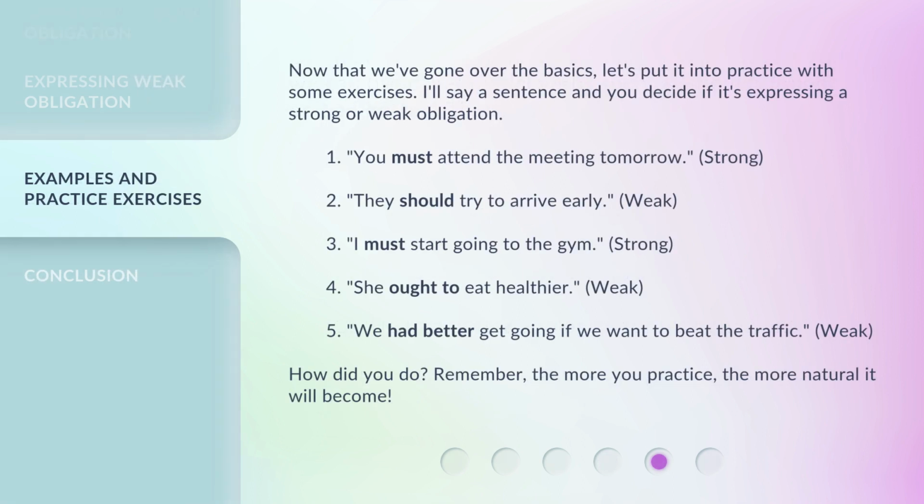Now that we've gone over the basics, let's put it into practice with some exercises. I'll say a sentence and you decide if it's expressing a strong or weak obligation. 1. You must attend the meeting tomorrow. Strong. 2. They should try to arrive early. Weak. 3. I must start going to the gym. Strong. 4. She ought to eat healthier. Weak. 5. We had better get going if we want to beat the traffic. Weak. How did you do?